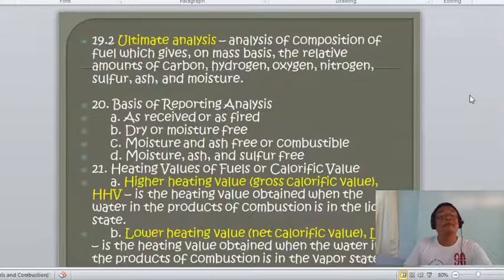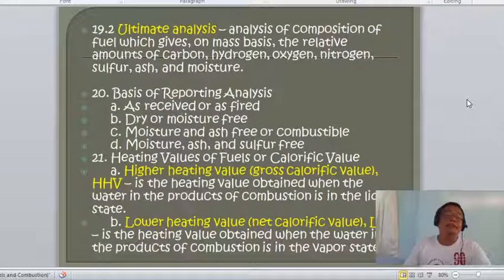Okay. Another, we have the ultimate analysis. So, this defines everything. Okay? So, analysis of composition of fuel which gives, on mass basis, take note, mass basis, the relative amounts of carbon, hydrogen, oxygen, nitrogen, sulfur, ash, and moisture. So, any elements involved in the fuel are defined here in ultimate analysis.